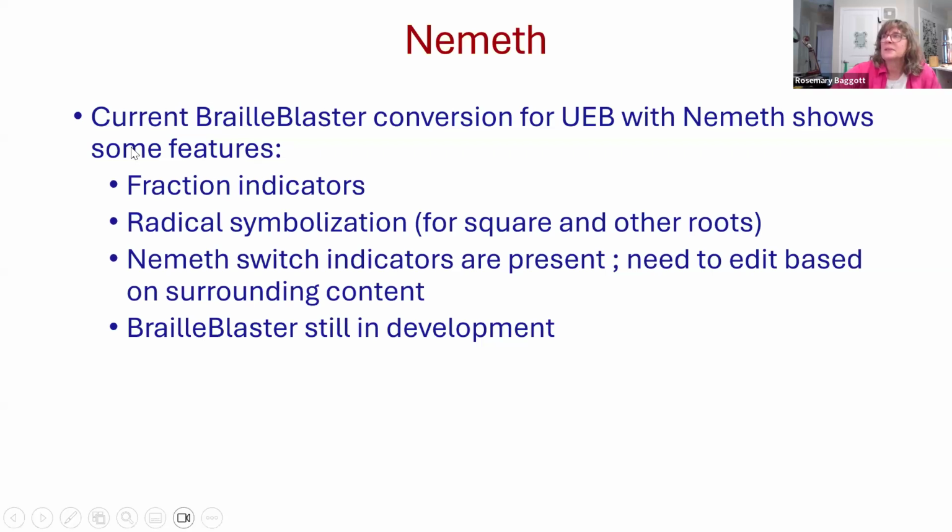This actually applies to both Nemeth and UEB, the Braille Blaster conversion, which is what I'm primarily using. It shows the fraction indicators, the radical symbols, symbols for square and other roots, and the NIMAS switch indicators are there. So as long as the material is tagged as MathML, all the surrounding simpler math in expressions will be converted as well. So it's growing more and more comprehensive.